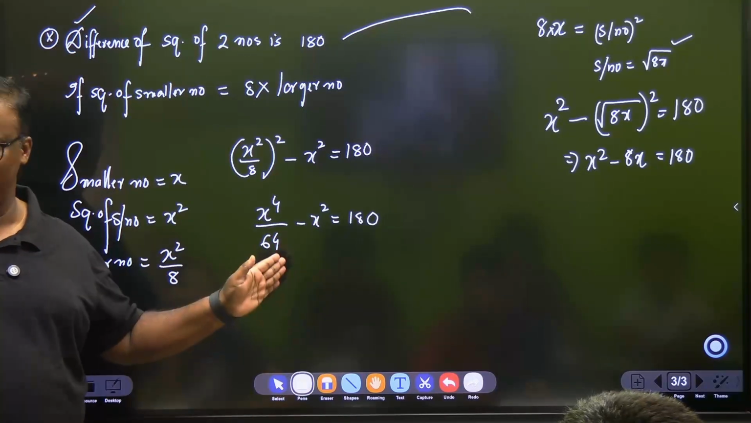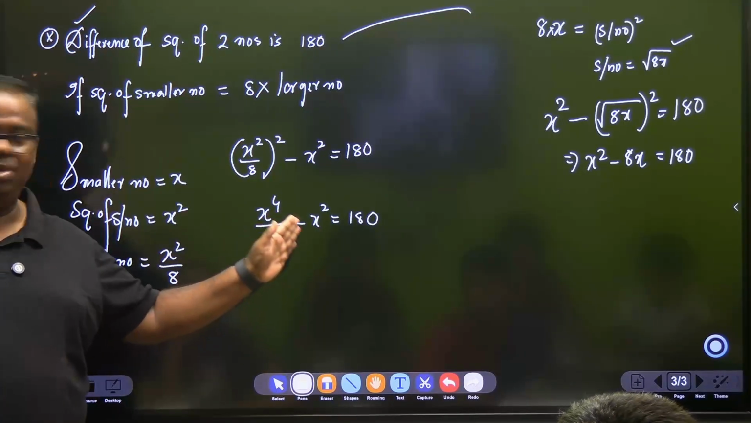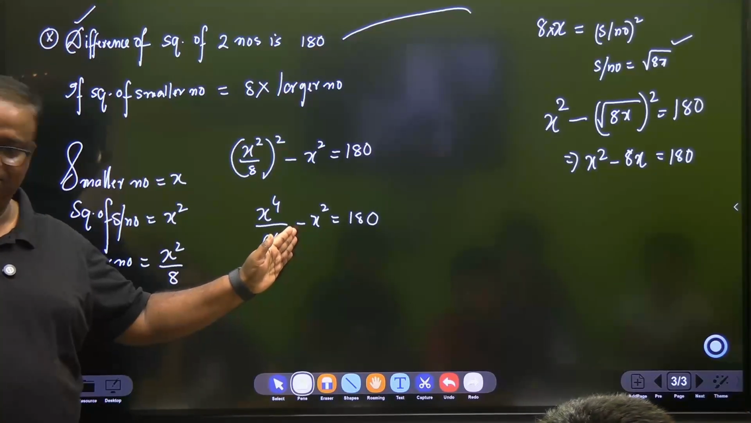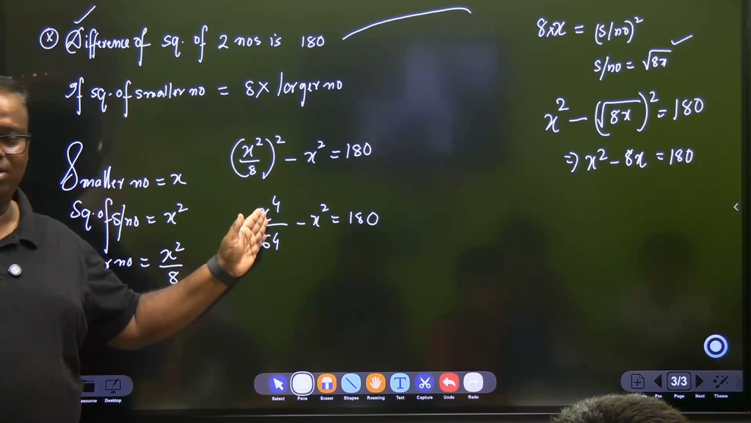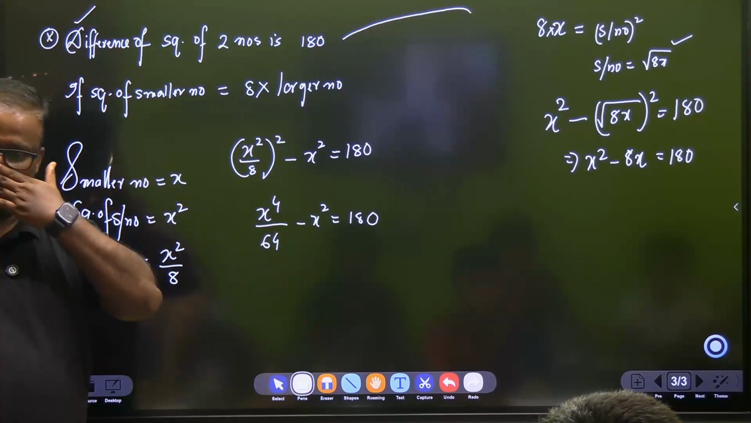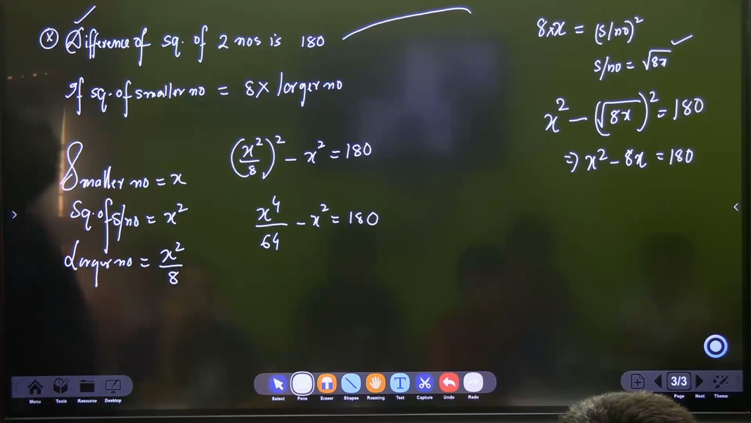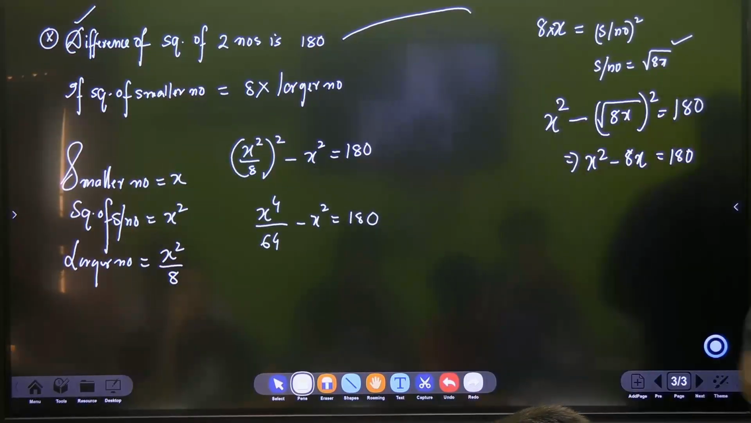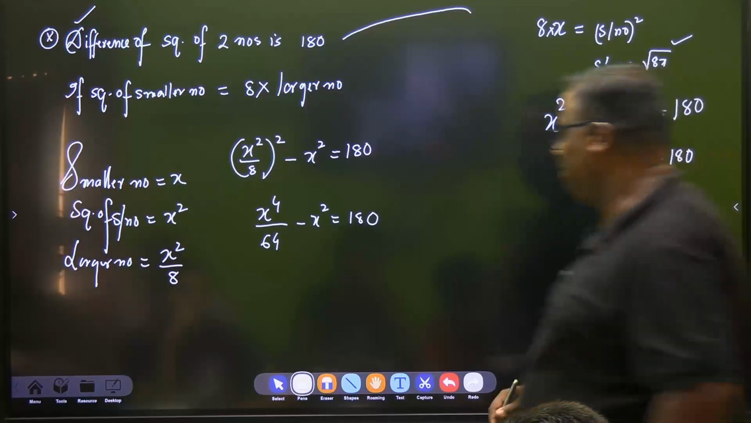You'll get such questions also. This can be made into a quadratic. This is also tricky. Did you understand? Just make x square equal to y, then this becomes y square minus y is equal to 180. This also became a quadratic. In fact, this way it is easier for you. You can do another way also.